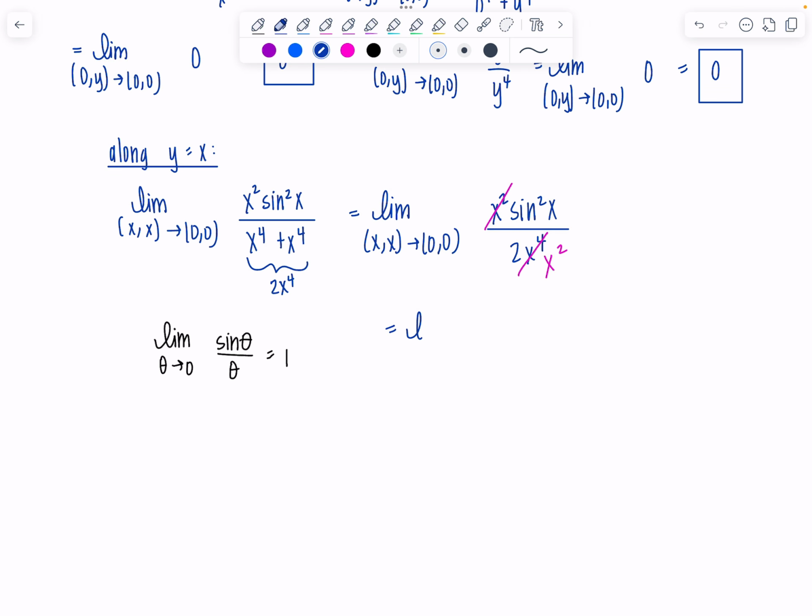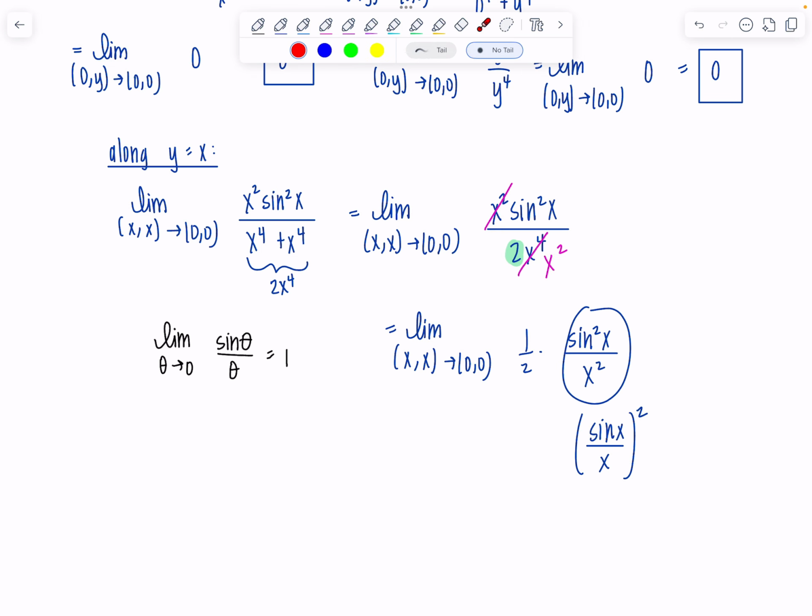Let's rewrite this limit. This is the limit as x goes to 0, 0. I have this pesky little 2 down here, so let me write it as 1/2. And then we have sine squared x over x squared. But really, this is just sine x over x, quantity squared. And we just said sine theta over theta goes to 1. So sine x over x will go to 1 as long as x is going to 0. So that goes to 1 squared times 1/2. So this is 1/2 times 1, which is 1/2. Hallelujah. We finally got something other than 0.